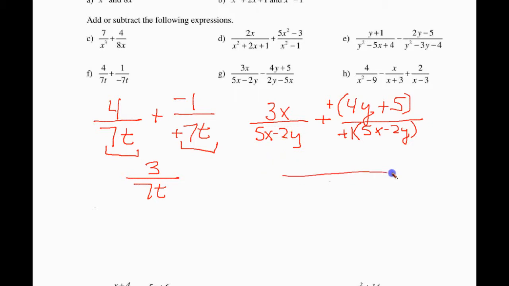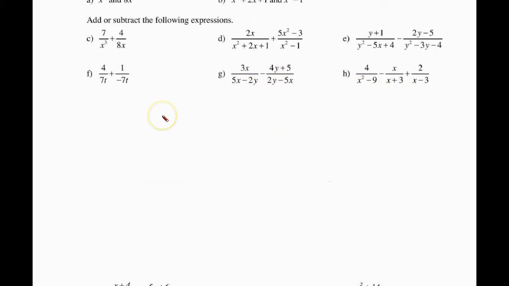So our answer then will be 5x minus 2y in our denominator. And we're going to have here a 3x plus 4y plus 5. And it wasn't as tedious as this one. This was sort of easy, and this is just a little play on it right here. Okay, let's go on to our last one, and I'll write that out for you.